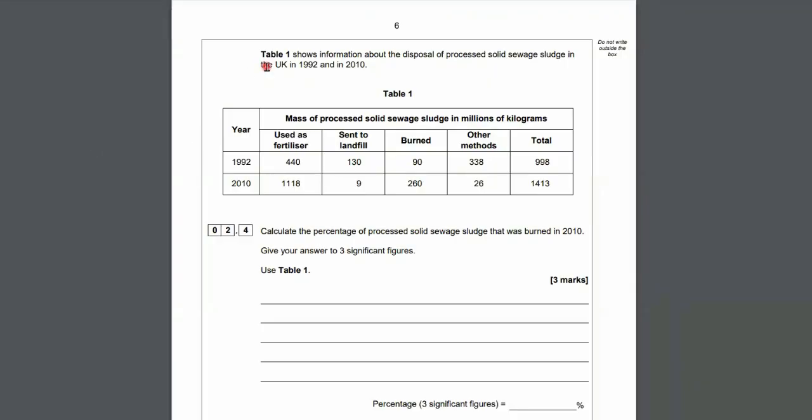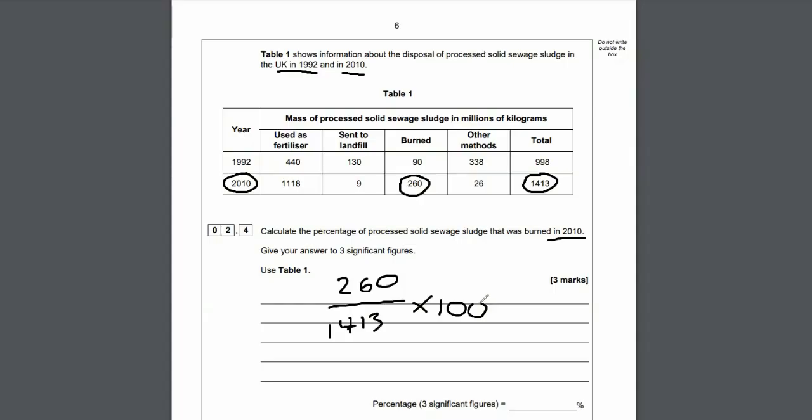Right, let's go. 2.4. Table 1 shows information about the disposal of processed solid sewage sludge in the UK from 1992 to 2010. Calculate the percentage of processed solid sewage sludge that was burned in 2010. Give your answer to 3 sig figs. Well, if we circle 2010, we go along and look how much was burned. It was 260. The total amount of sludge was 1413. So what's the percentage of 260 out of 1413? 260 divided by 1413 times 100.